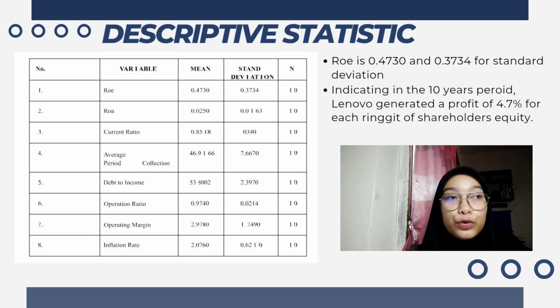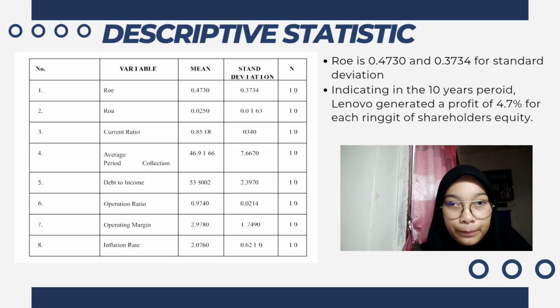So now we move to the descriptive statistics. Based on the descriptive statistics, the average return on equity, ROE, for Lenovo over the 10-year period is 0.4730, which is equivalent to 47.3%. This means that for every ringgit of shareholder equity invested, Lenovo generates an average profit of 47 cents.